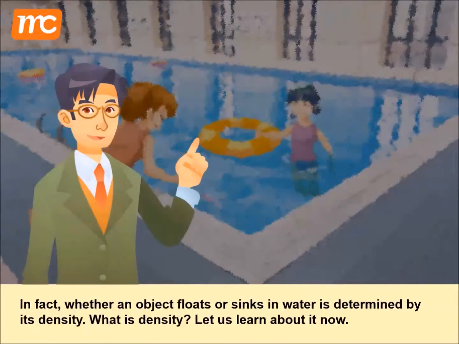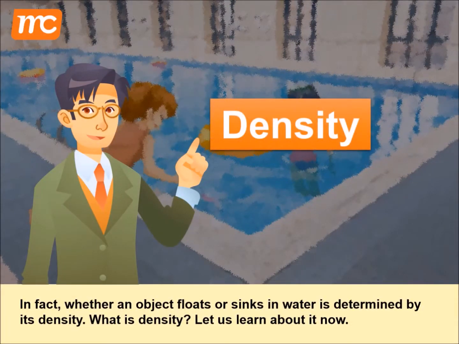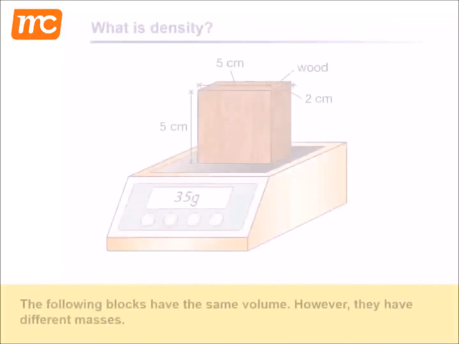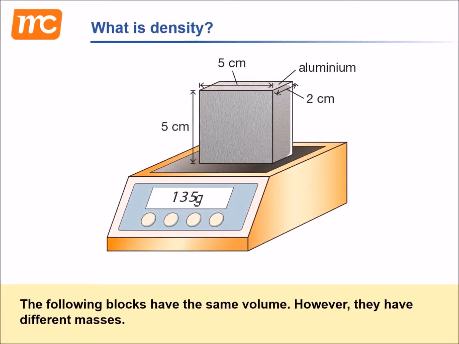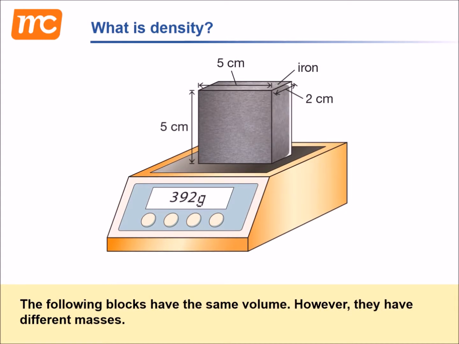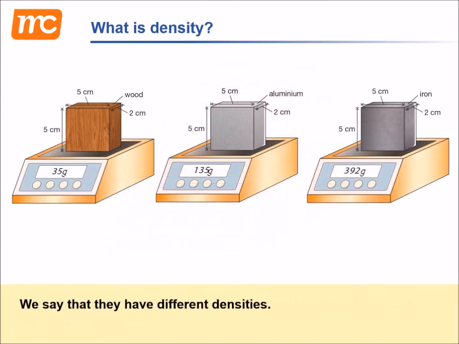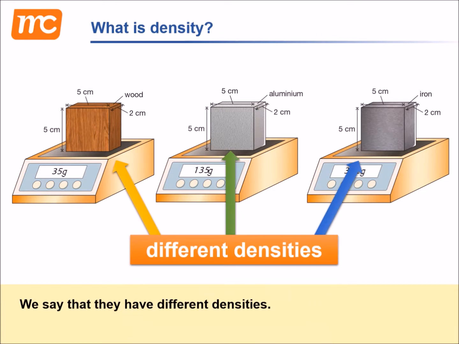In fact, whether an object floats or sinks in water is determined by its density. What is density? Let us learn about it now. The following blocks have the same volume. However, they have different masses. We say that they have different densities.